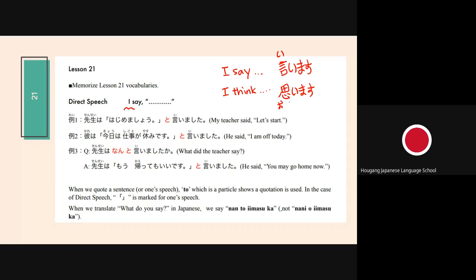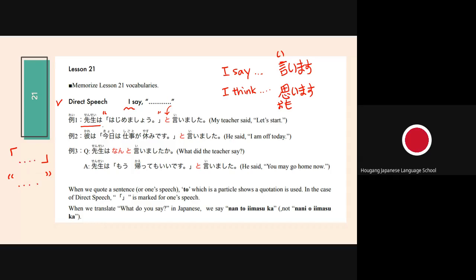Don't really need to worry about the kanji, but you see that a lot. Direct speech is not very helpful, but it still works after all. In rewriting, like writing composition, you can see that. Sensei wa, hajimemashou. Hajimemashou to iimashita. So you must use the to, it's just grammar. Teacher said, whatever is in the speech bubble. Okay, Japanese speech bubble looks like this. Right? In English, I think we use double inverted commas for whatever our friends say.